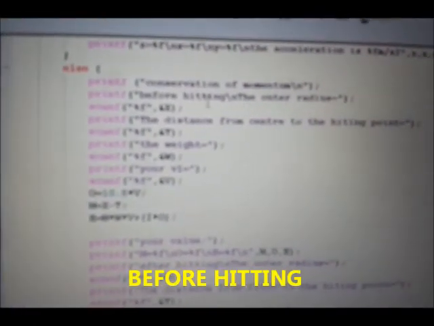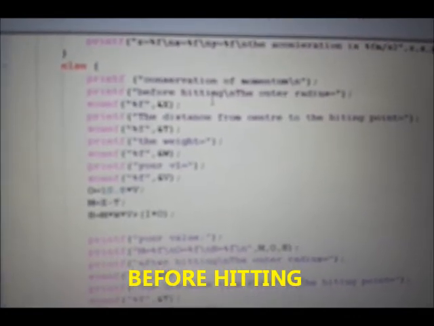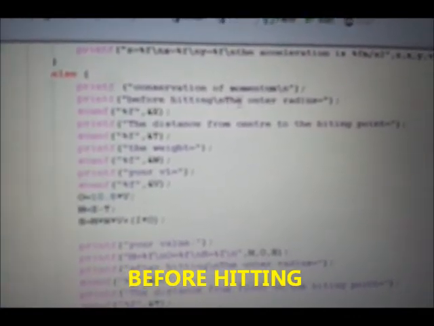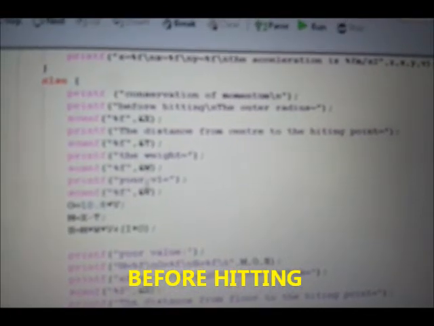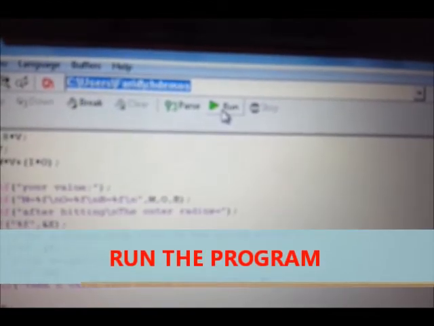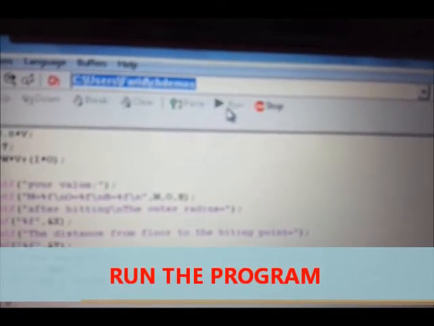And this is the formula and process for conservation of momentum before heating. And this is the conservation process and formula of momentum after heating. Okay, now we try to run for question 2.